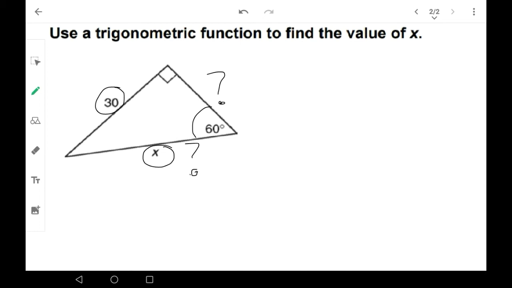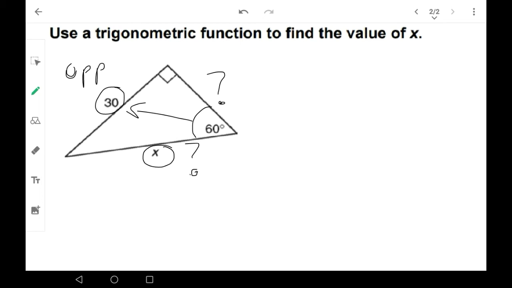And what is the value that you have? You have the opposite side to the angle, right? So that means that the opposite is equal to 30, right? That's what we know. But what else do we know?